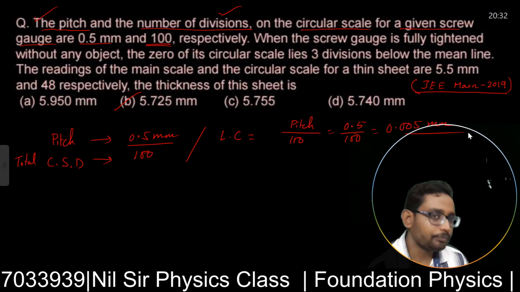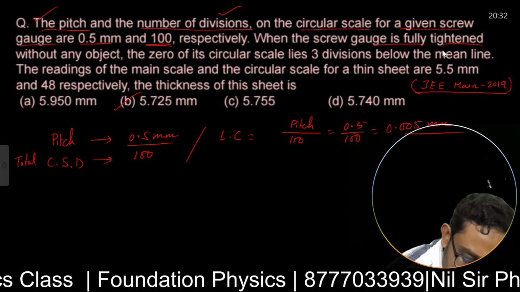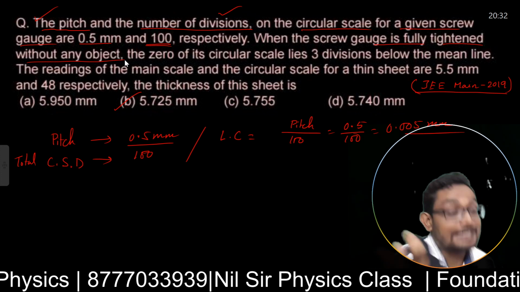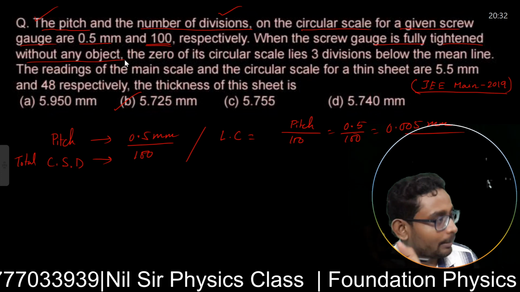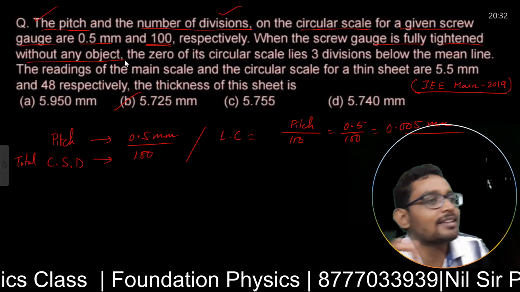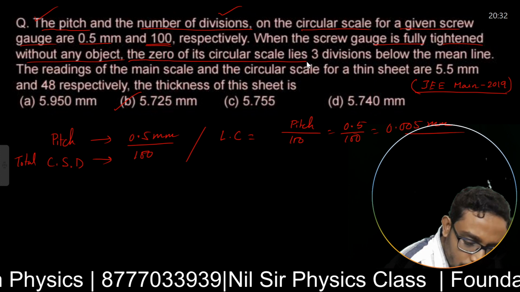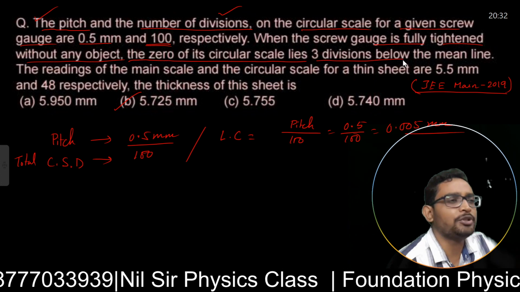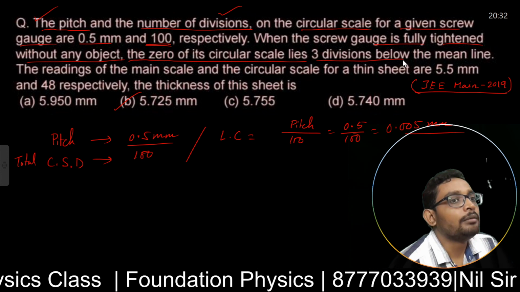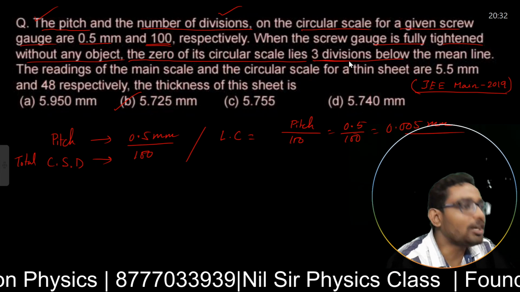Millimeter, correct? Now this part is finished. When the screw gauge is fully tightened without any object, what do we do this for? We do it to check whether there is zero error or not, am I correct? Without instrument, meaning without object, when do we do it? We'll find the zero error if there is any or not. Now the zero of its circular scale lies 3 divisions below. 3 divisions below means positive zero or negative zero error? Positive zero error, excellent.